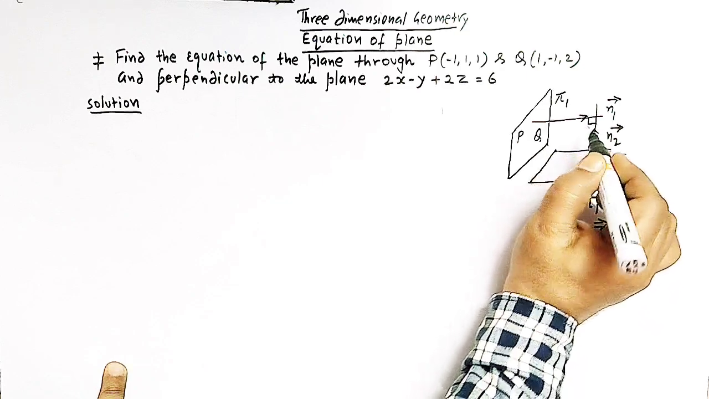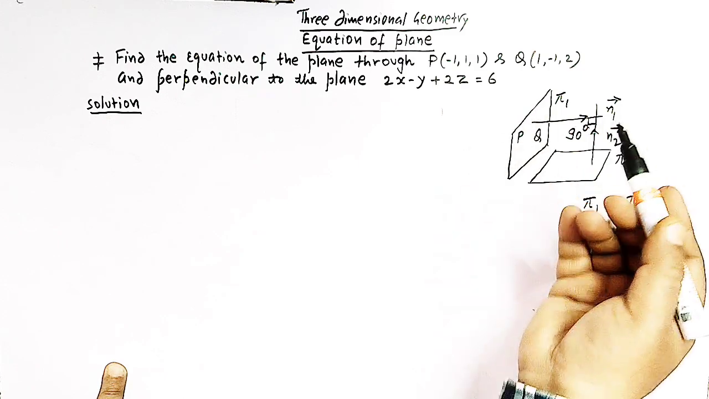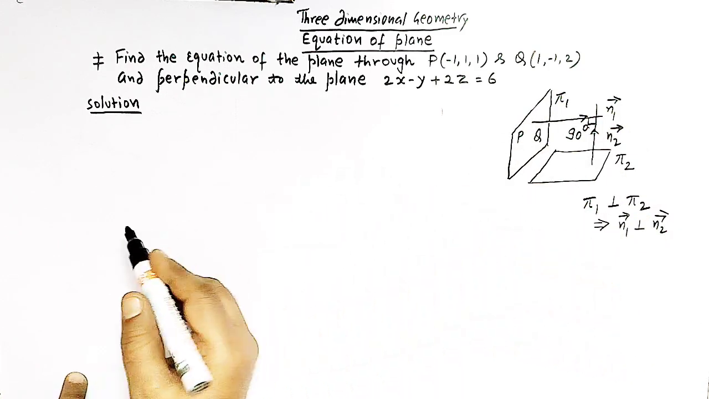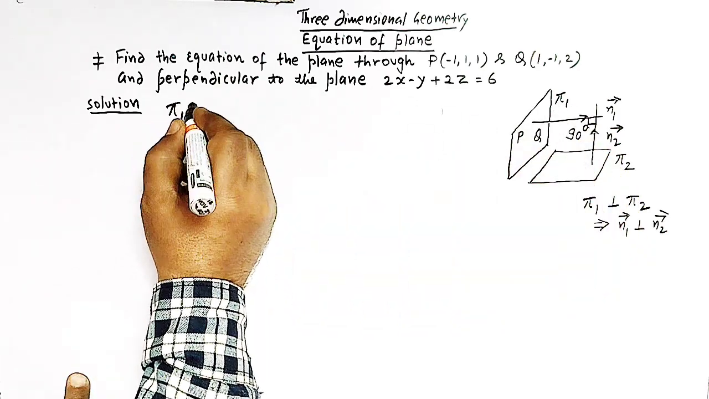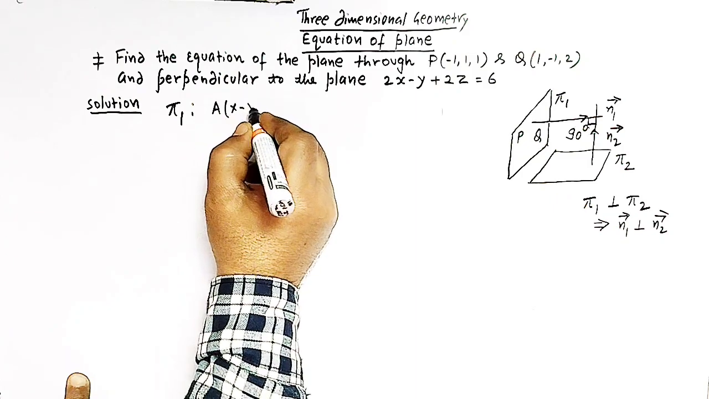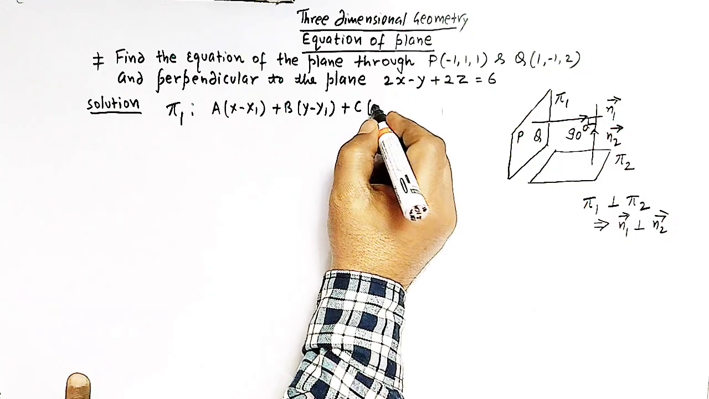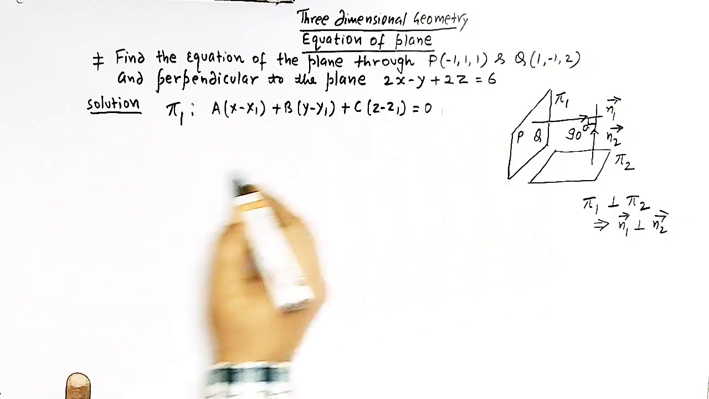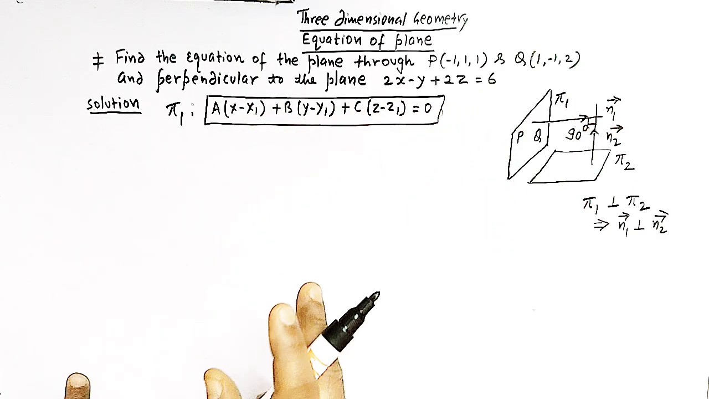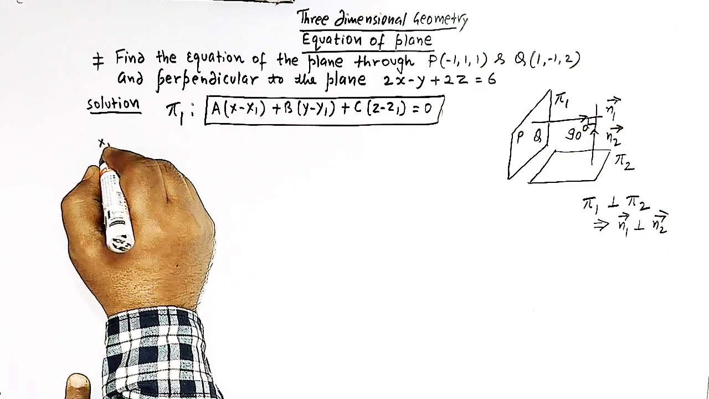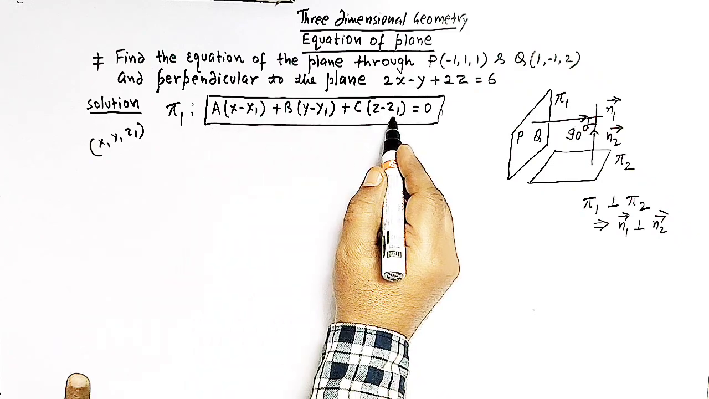So here this angle is 90 degrees, right? So here we'll apply the concept of direction ratios, and let us first write the equation of the plane pi 1 as a times (x minus x1) plus b times (y minus y1) plus c times (z minus z1) is equal to 0. So this is an important concept, right? The equation of any plane which passes through a point, say (x1, y1, z1), may be written like this, right?